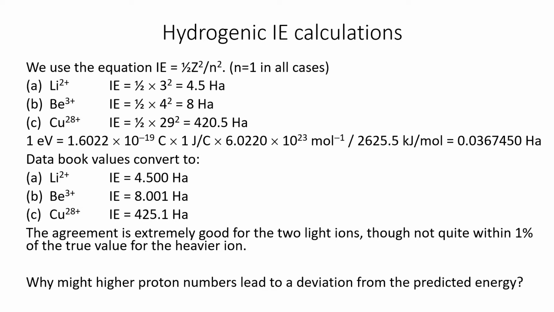And then we string these constants together to get a conversion factor for electron volts into Hartrees, and then apply that to the databook values, and we see this absolutely phenomenal agreement. So for example with lithium 2+, there you go, you've got a 4 significant figure agreement there with the theoretical one. The beryllium 3+ is nearly as good, and then when you get to copper 28+, the agreement's not quite so good there, but it's still only about 1% off, so it's still remarkably close.